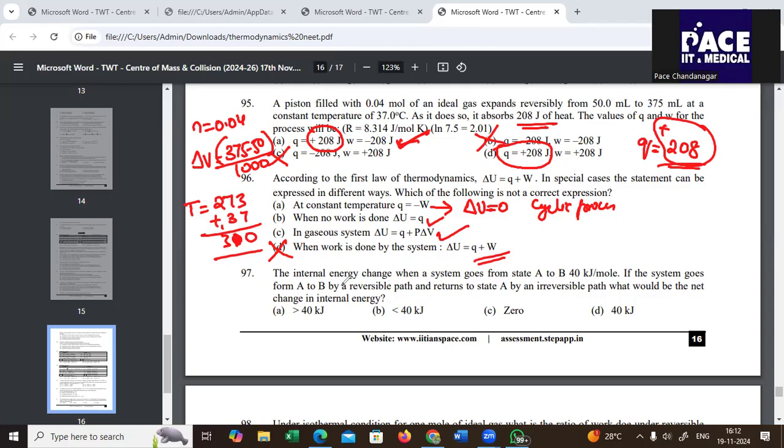So option D. Next, internal energy change when a system goes from a state A to B is 40 kilojoule per mole. If the system goes from A to B in the reversible path and returns to the state A by an irreversible path, what would be the net change in the internal energy? There is a difference in the path, which means path functions do change, which means Q and W is not equal to 0. But change in the internal energy is asked to you. That is a state variable. Change in the internal energy is 0. Undoubtedly, it is 0. You don't need to work on it at all on any cost, right?